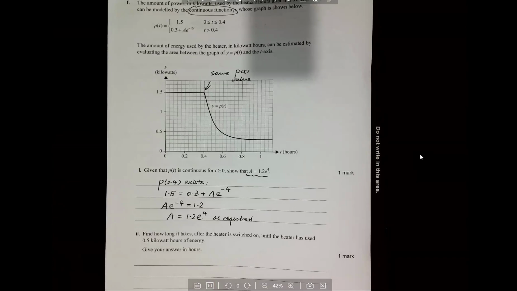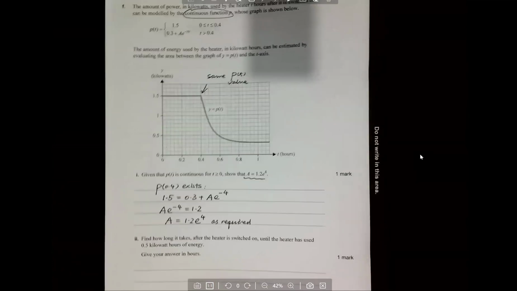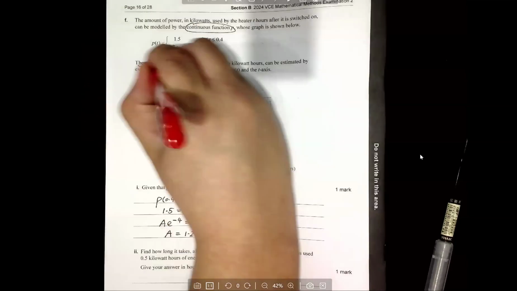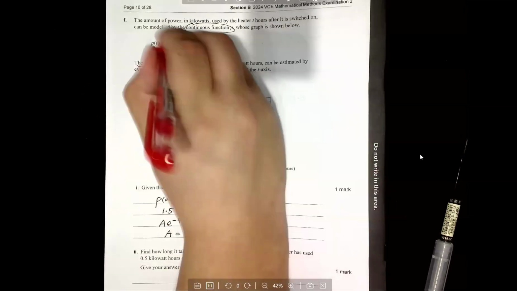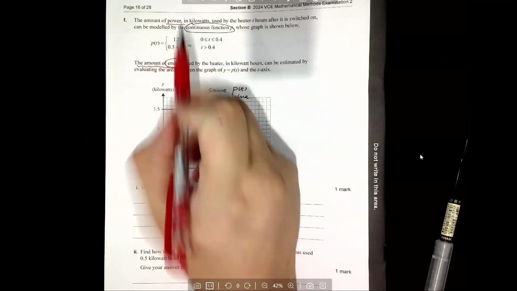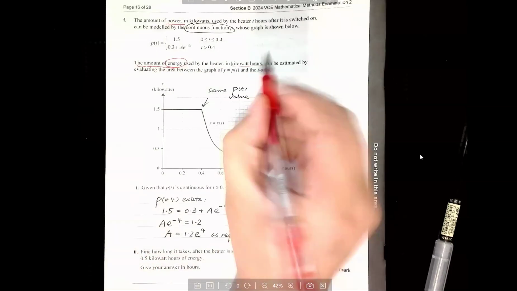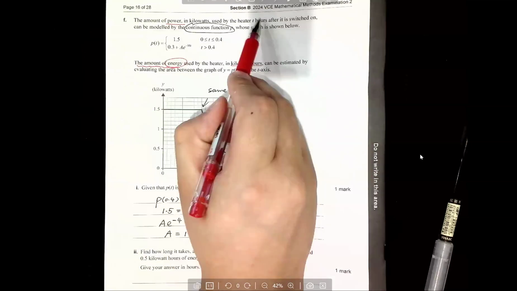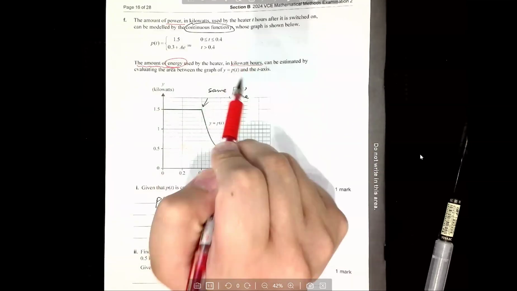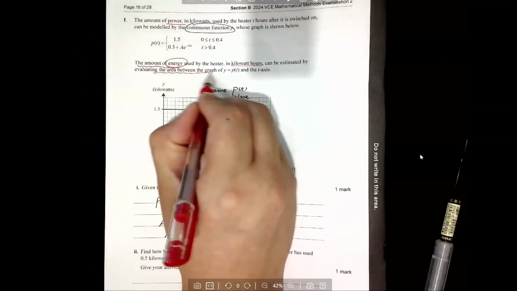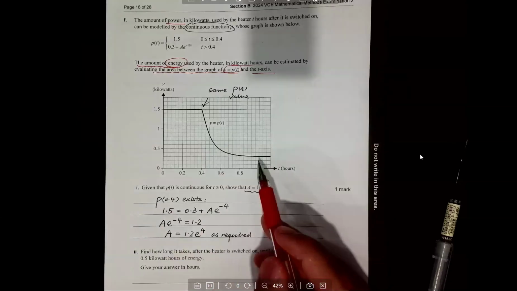And find how long it takes. By the way, there is another short sentence you should be aware of: the amount of energy. This is the power, the rate of energy, okay? And energy itself is in kilowatt hours, like power multiplied by time in hours gives you the energy. So it's evaluating the area between the graph and the t-axis. The area under this graph gives you the energy.